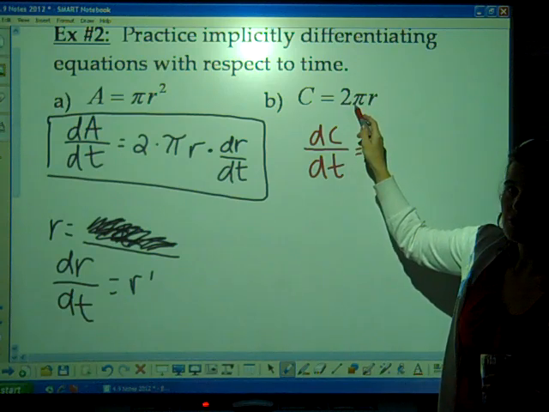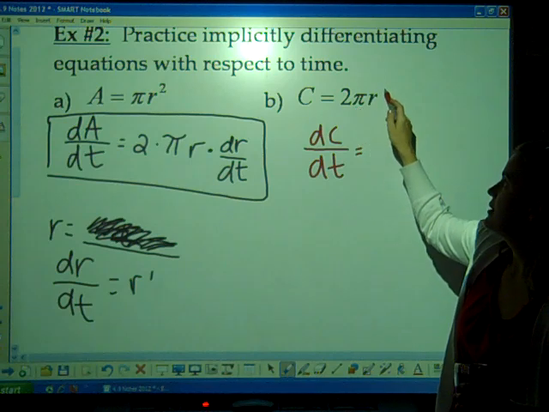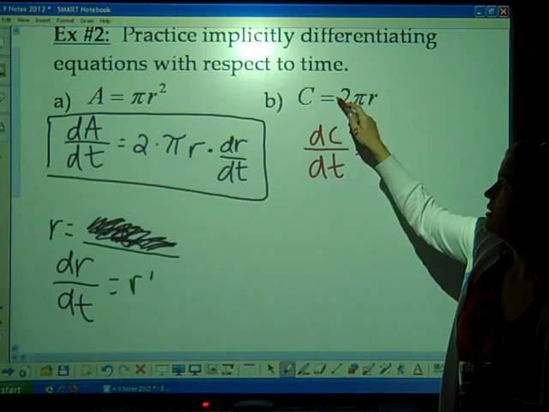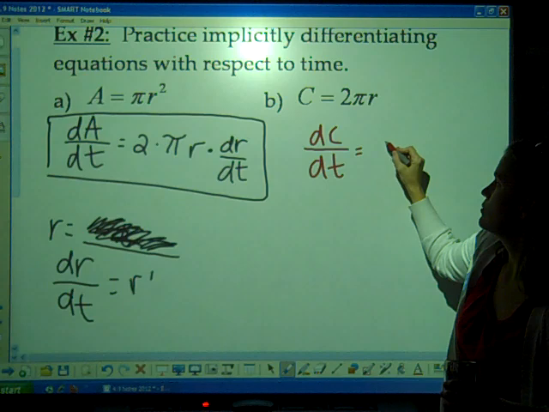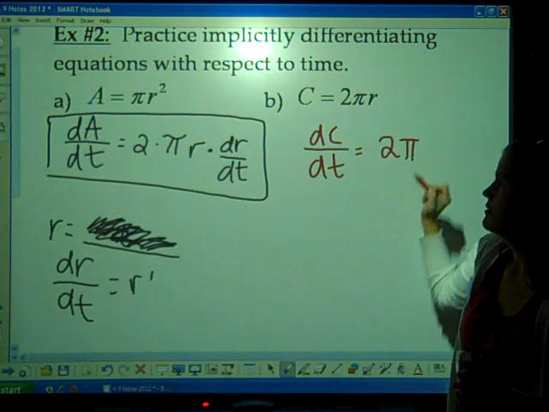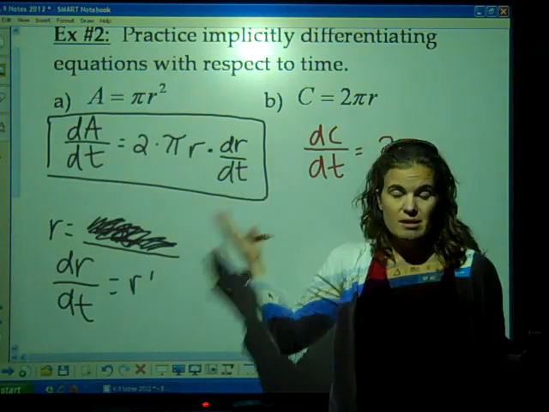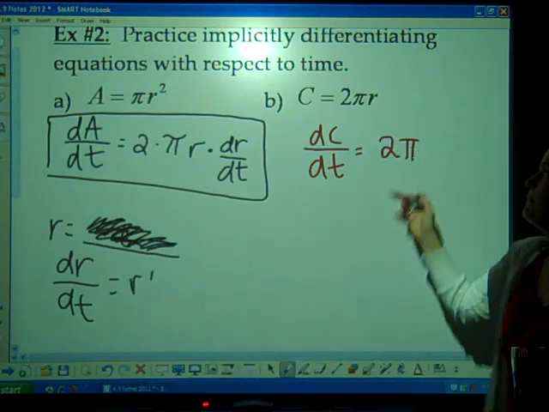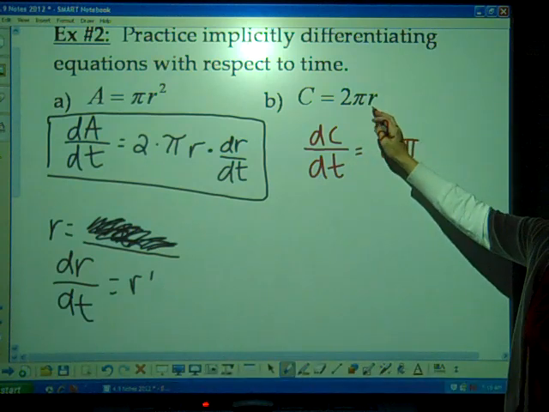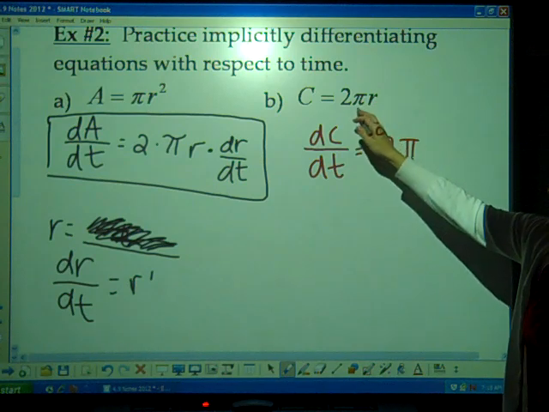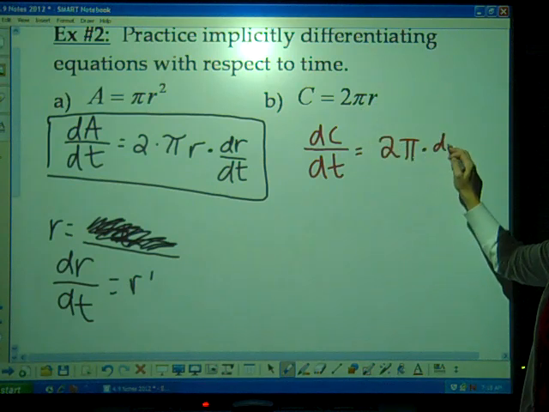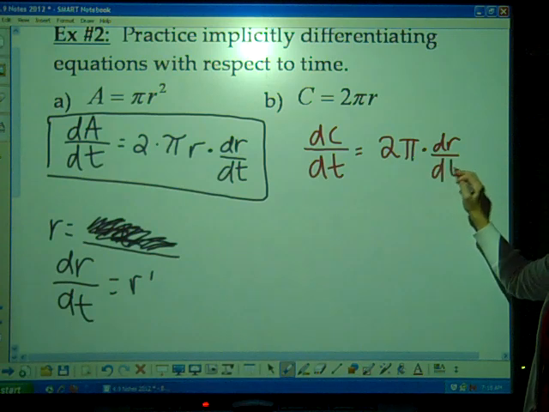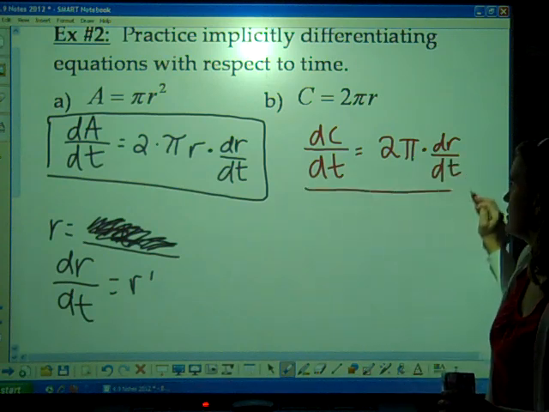2 and pi are just numbers, so those are going to stay. R is being raised to the first, so you're just popping a 1 out in front. So 1 times 2 pi is just 2 pi. And then the r would essentially disappear if you were taking the derivative just with respect to r. But we're taking the derivative with respect to time. So the r is gone, it's just the coefficient, but times the derivative of r with respect to t. There's that chain rule piece again.